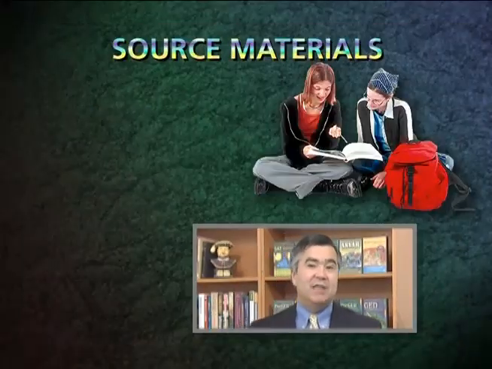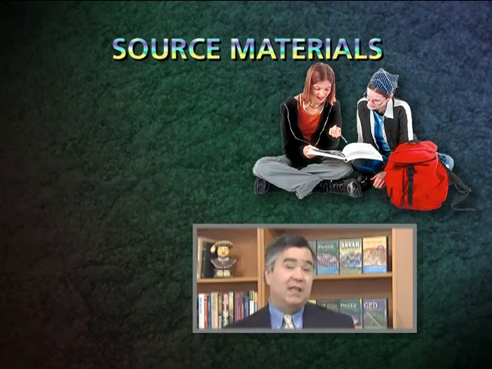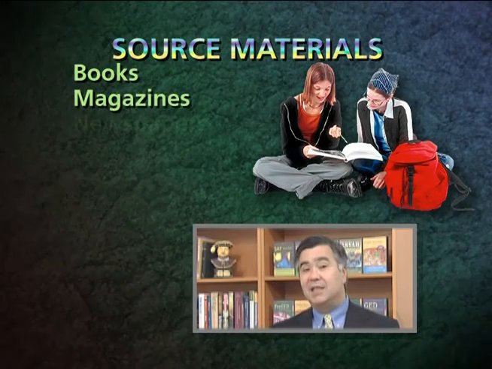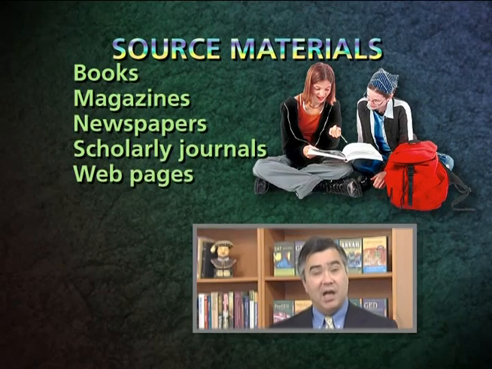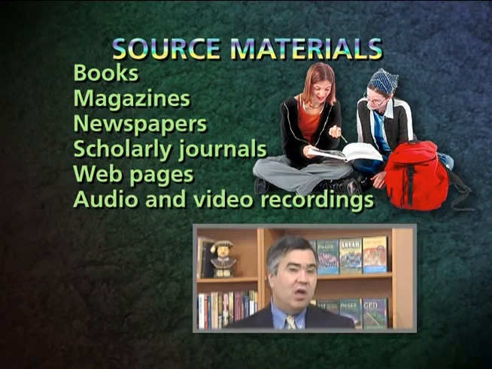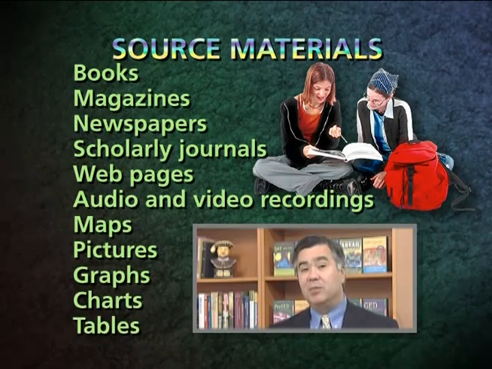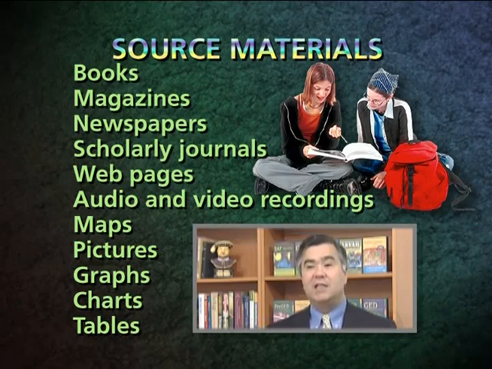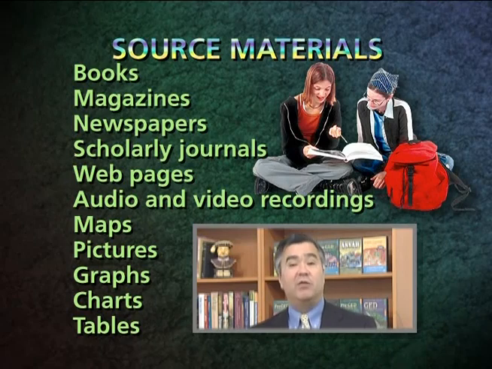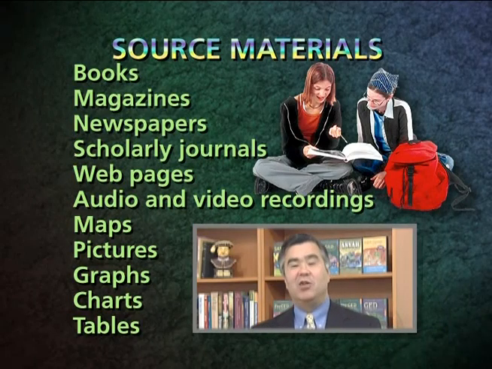Now, there are many kinds of source materials that might be relevant for the research paper you're working on, and these could include books, magazines, newspapers, scholarly journals, web pages, and non-printed media such as audio and video recordings, maps, pictures, graphs, charts, and tables. The first step in research is to develop a plan for finding the kinds of materials that will be most relevant for your paper, and in particular for answering your question and testing your thesis.